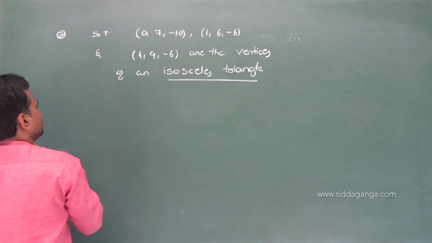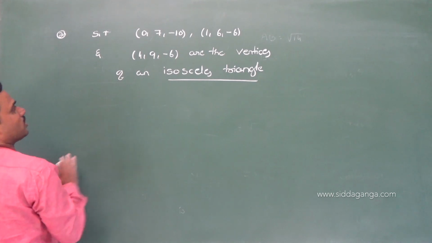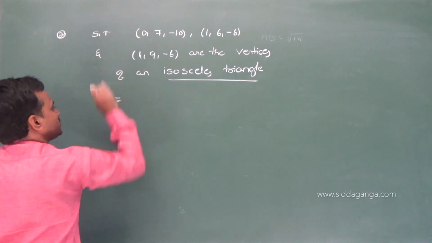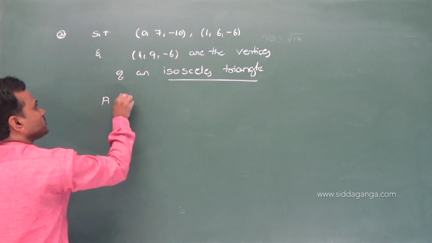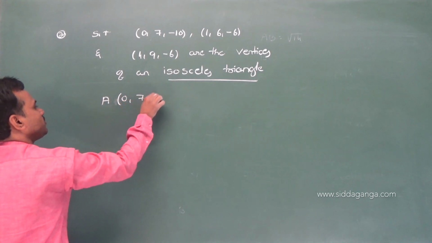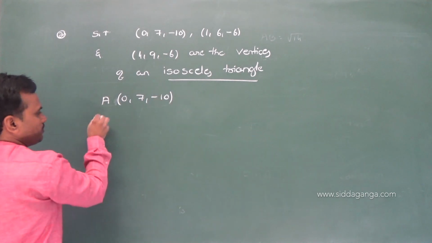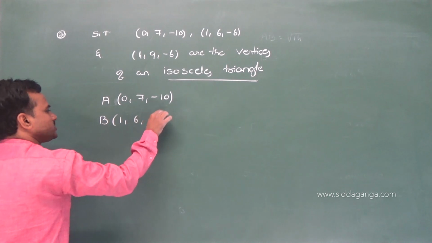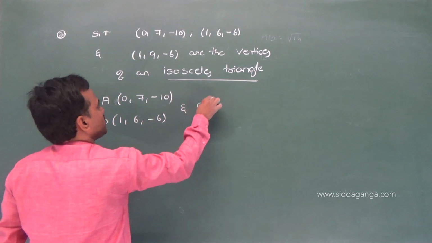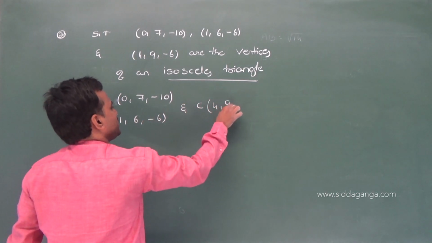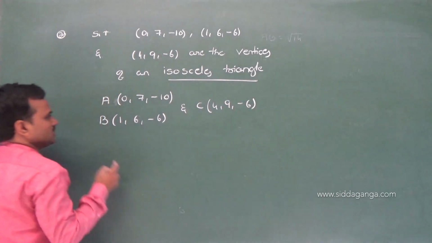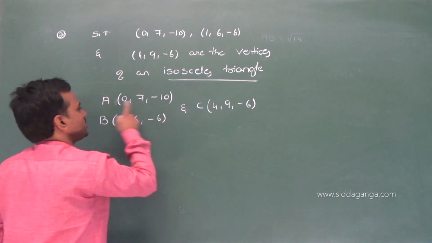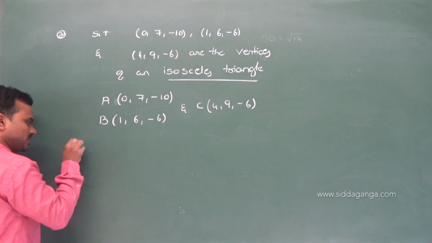So same method as what we solved in the previous problem. Firstly, we take the point A of 0, 7, minus 10, B of 1, 6, minus 6, and C of 4, 9, minus 6. We calculate AB, distance from A to B, distance from B to C, and distance from A to C. First I calculate AB.